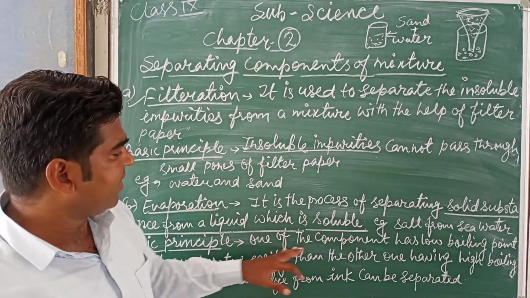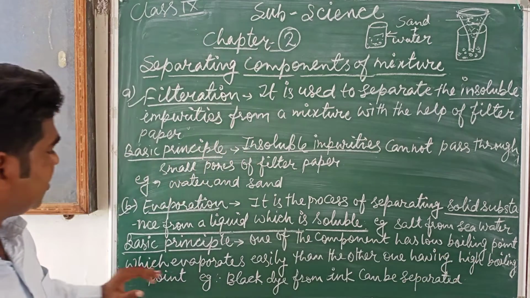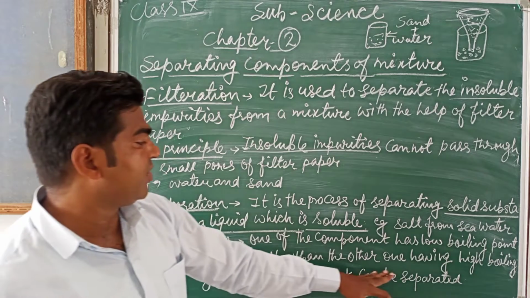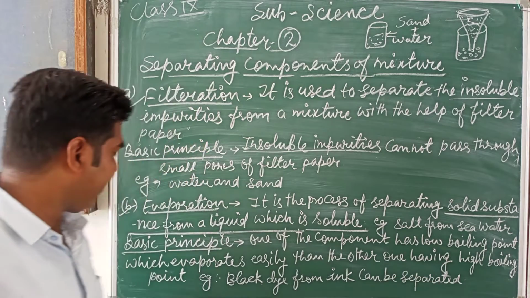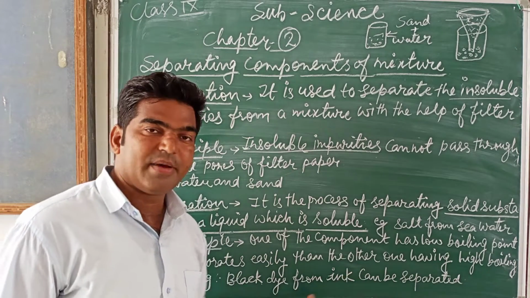So one of the components has a low boiling point, which evaporates more easily than the other one having the high boiling point. So black dye from ink can be separated by this method.